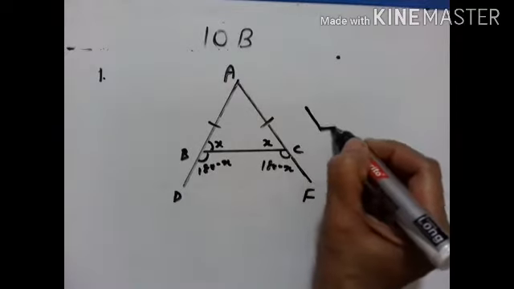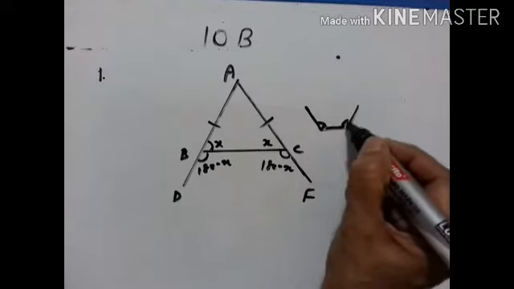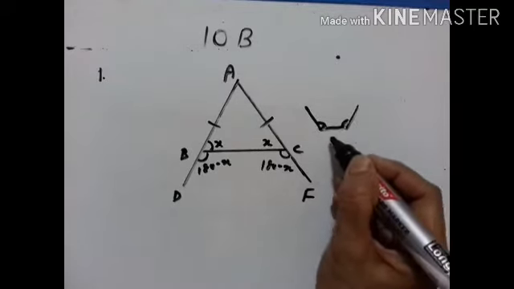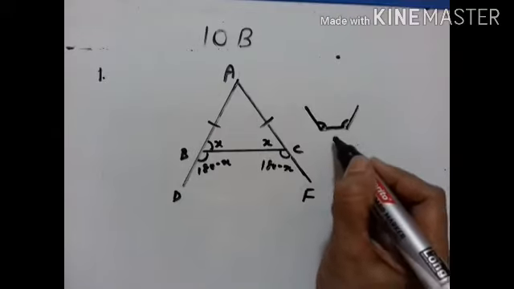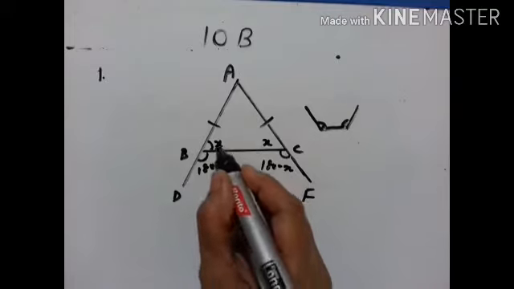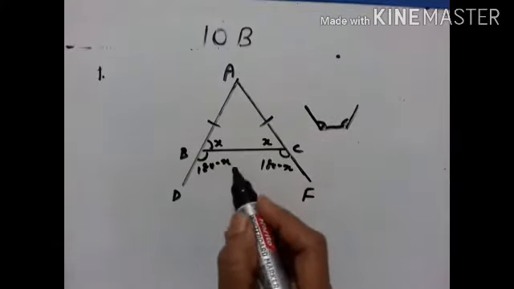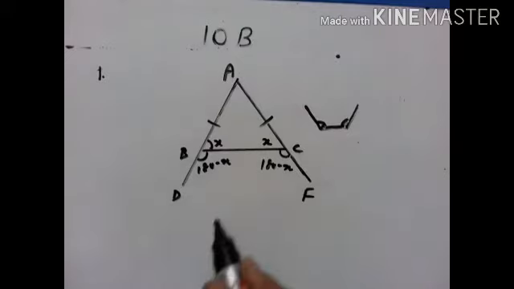Only one obtuse angle is possible in a triangle. If there are two obtuse angles, these sides will never meet. In a triangle, only one obtuse angle can be there. Two obtuse angles are not possible. So these angles have to be acute. So 180 minus acute angle will be an obtuse angle.